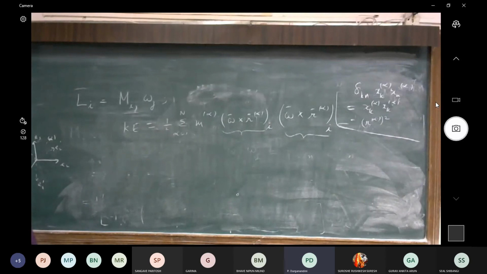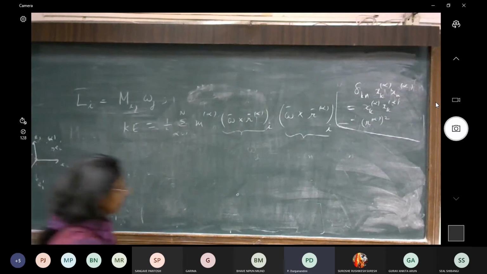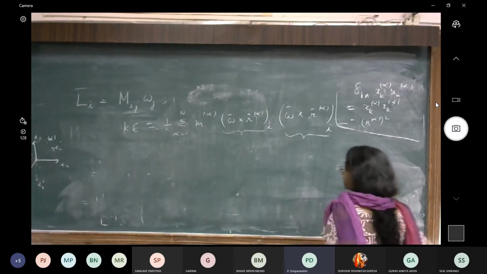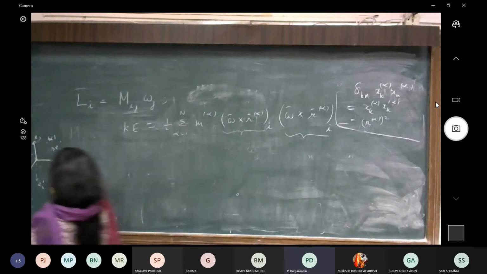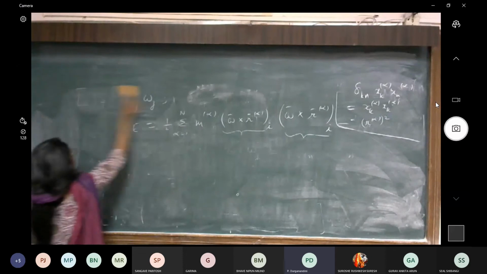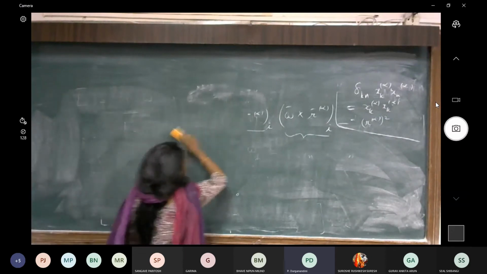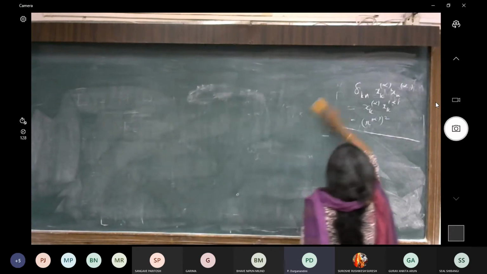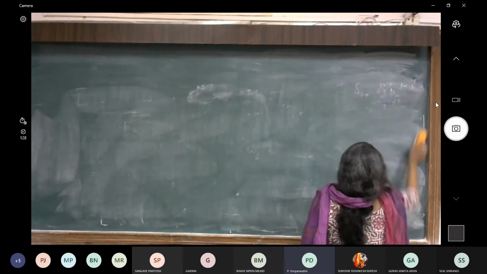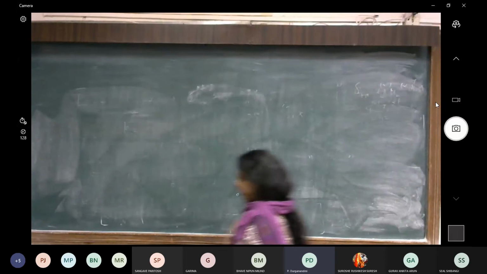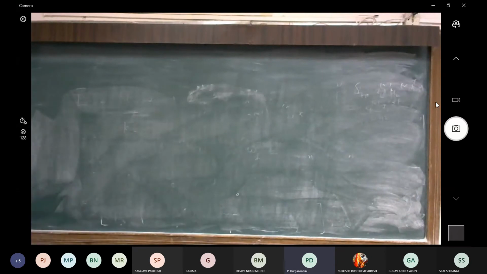Another very interesting application of these ideas is, for example, when you want to see, I told you the moment of inertia will tell you about the shape of a rigid body. So, for example, it will tell you whether it has spherical symmetry, or whether it has cylindrical symmetry, and so on.